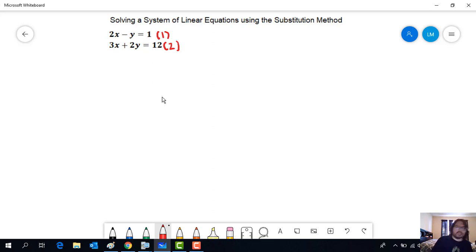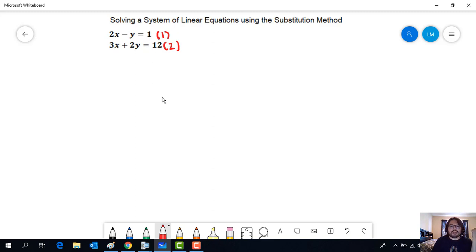Now the rule of thumb is really just to pick the one that seems the most convenient, which in this case would be the first one. The reason that it's the first one is because if you look at the second equation, if you try to isolate one of the two variables, you end up with fractions, and most people don't like to deal with fractions.